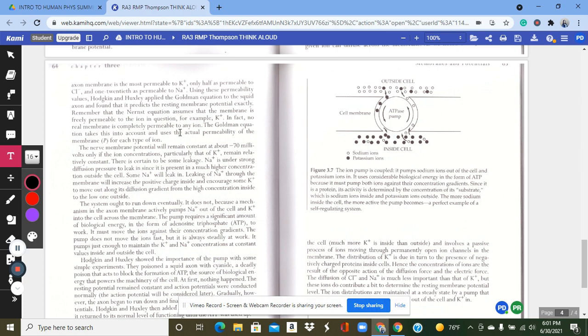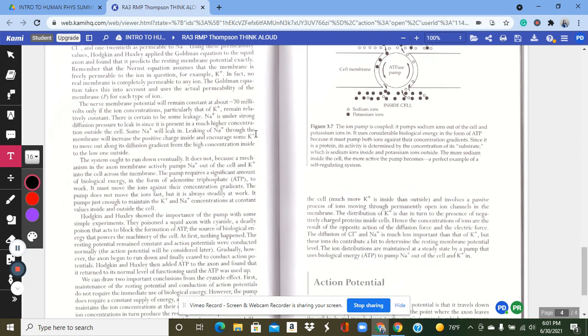Okay, so sodium is under strong diffusion pressure to leak in, with a much higher concentration outside the cell. The system ought to run down eventually. It does not, because a mechanism in the axon membrane actively pumps sodium out of the cell and potassium into the cell across the membrane.